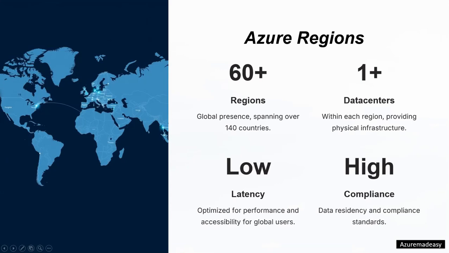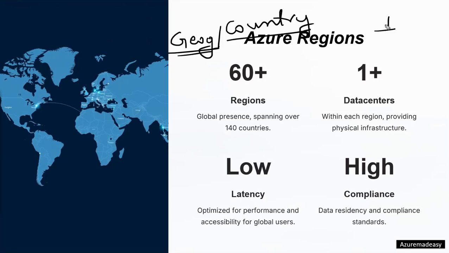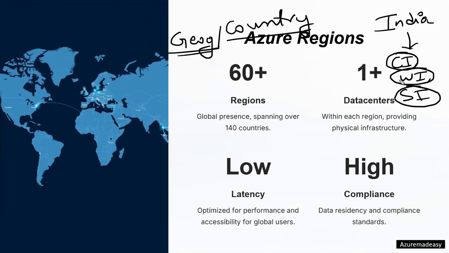So basically, if you want to understand what I just told, first is your geography. Geography is nothing but a country. Let's suppose India is a geography. And within India, where do we have data centers? We have them in Central India, West India, and South India. These are the regions, which have at least one data center.